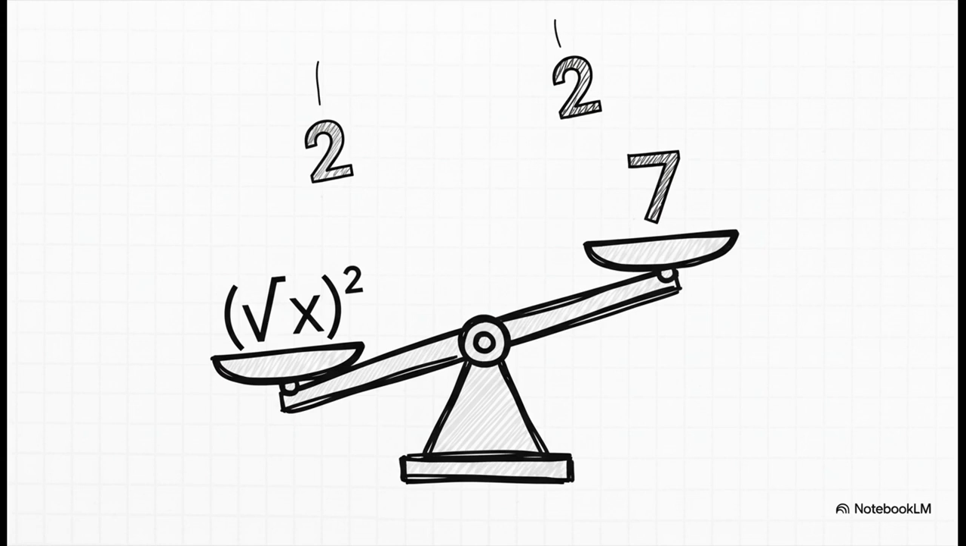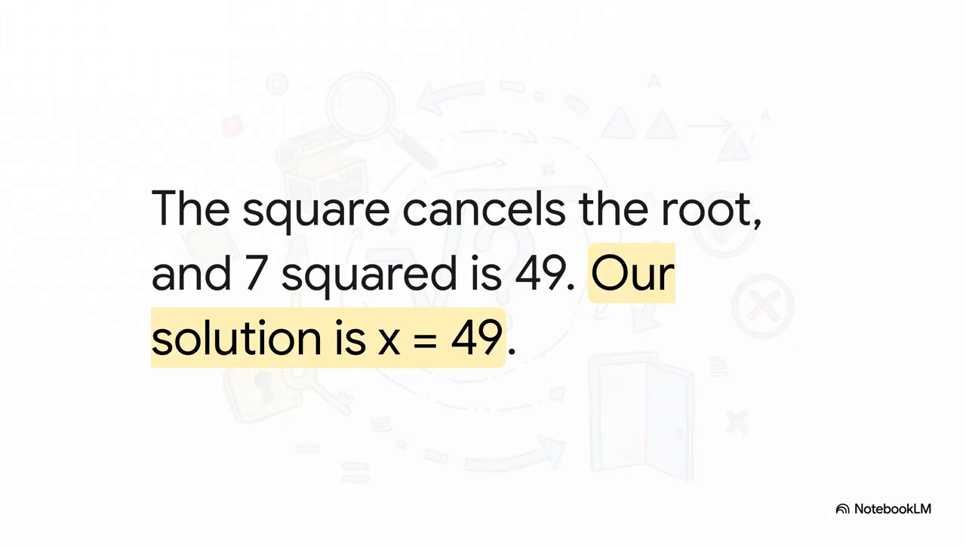How do you get rid of a square root? Well, you do its opposite. You square it. But of course, to keep the equation balanced, what you do to one side, you've got to do to the other. So we're going to square both sides. And just like that, the square completely cancels out the square root, and the x is finally free. On the other side, 7 squared is 49, so it really looks like our solution is x equals 49.